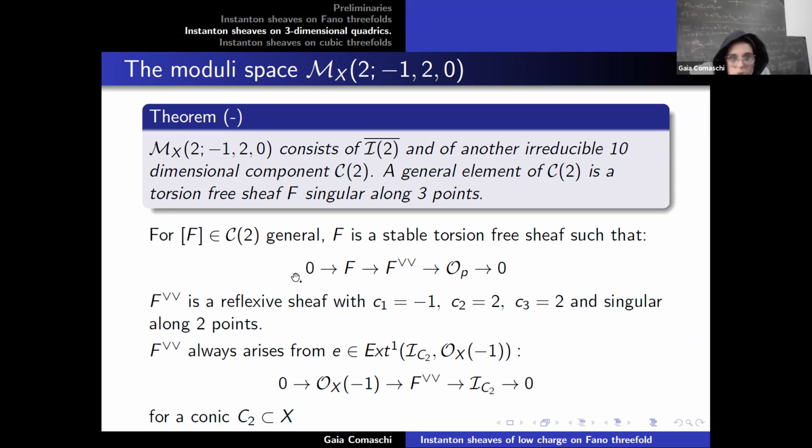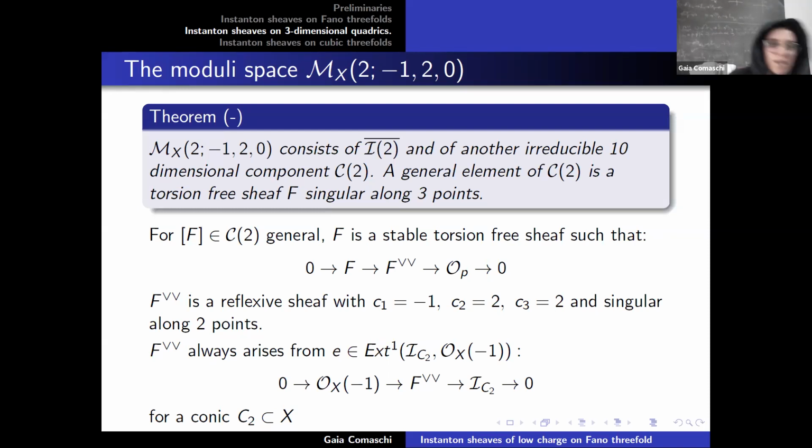And this double dual is a stable reflexive sheaf with the following Chern classes. So we have first Chern class -1, second Chern class 2, and third Chern class still 2. And this reflexive sheaf is singular along 2 points. So this is what causes our third Chern class to be equal to 2.